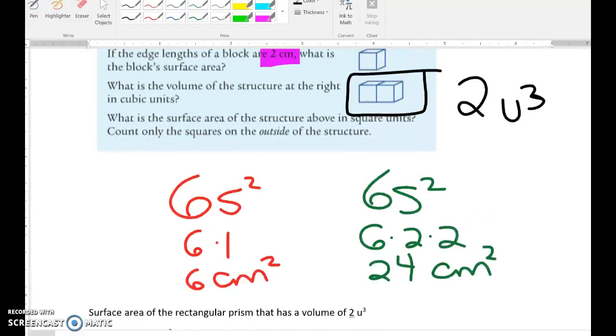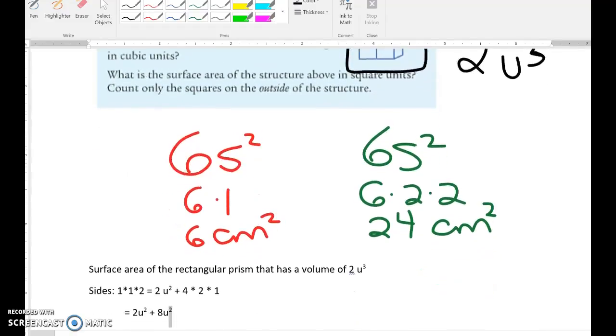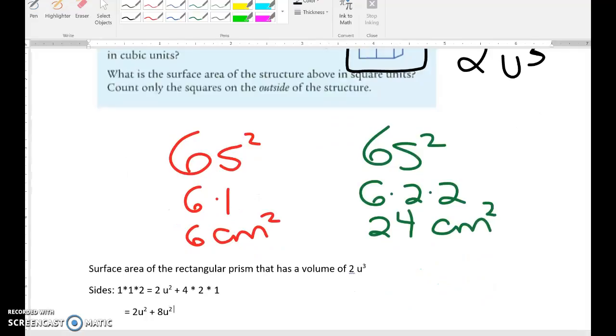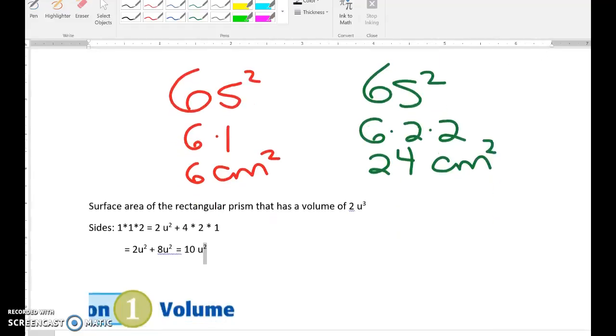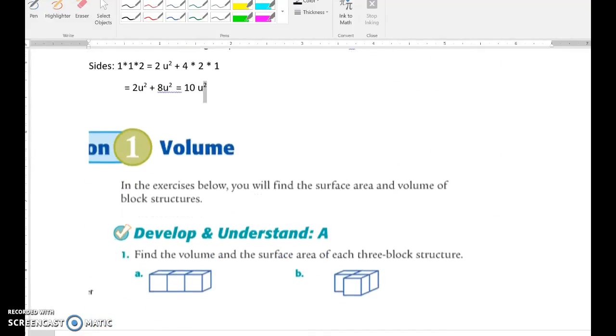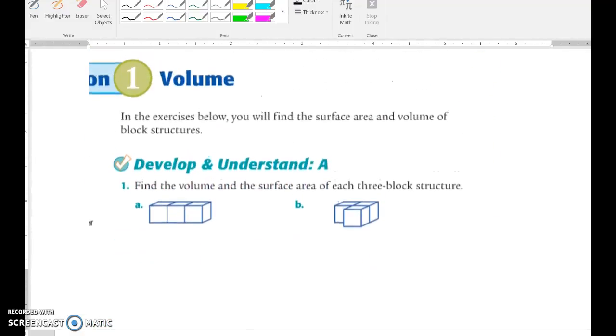So all of a sudden, this rectangular prism with a volume of 2 cubic units has a surface area of 10 square units, okay? Now, that's what we're going to keep doing in all of these block structures. So now this, because it has 3 blocks, we're going to say it's 3 cubic units for its volume. And I'm going to start separating by using a V for volume and an SA for surface area.